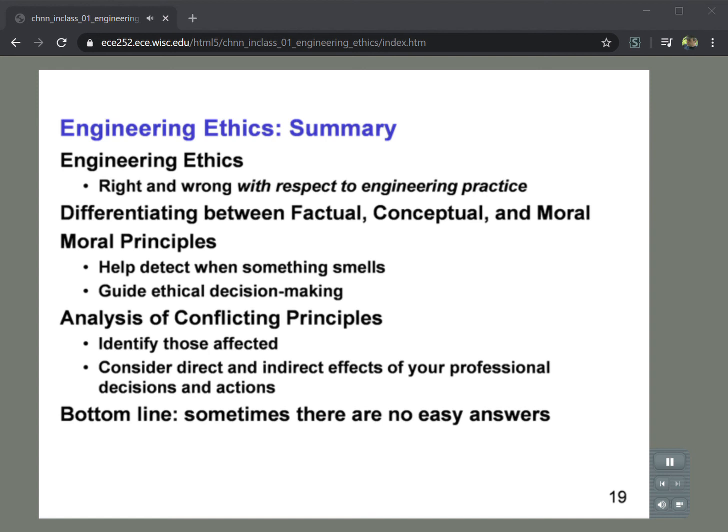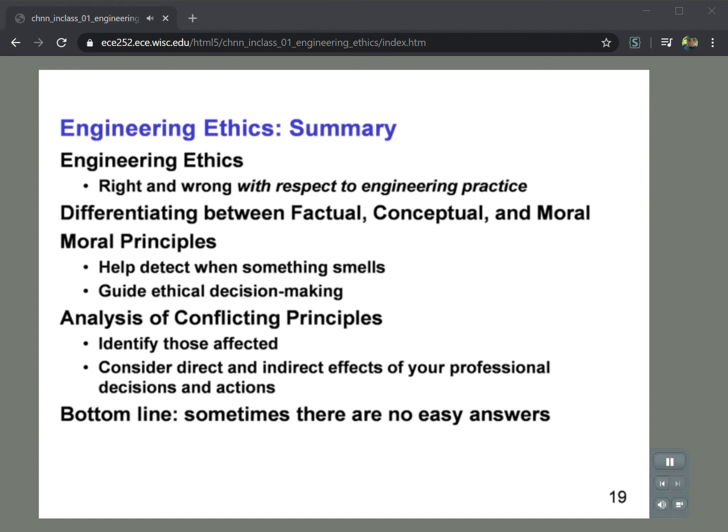Some of the things that are useful to do when you're trying to analyze a situation are to differentiate between the factual elements, the conceptual elements, and the moral/ethical elements of the situation that you're facing. The moral principles that you're going to use to help make your decisions are going to help you detect when something smells, when there's something happening in your company that just isn't right, doesn't feel right. And if you have a clear idea of what your moral principles are, you'll be able to use them to guide your decision making in a way that you'll be able to live with and sleep at night with.